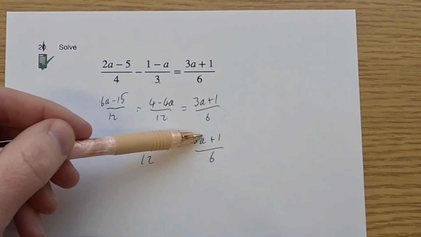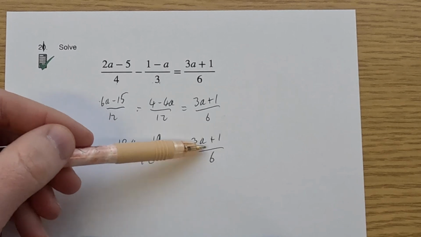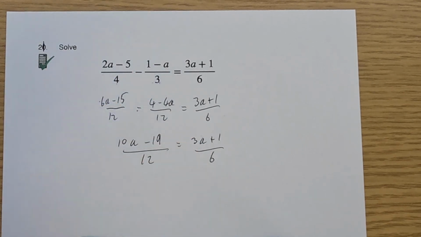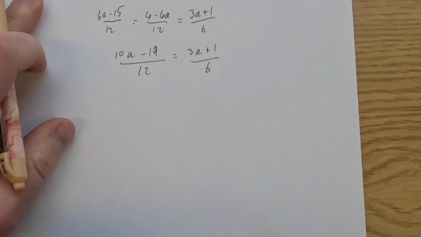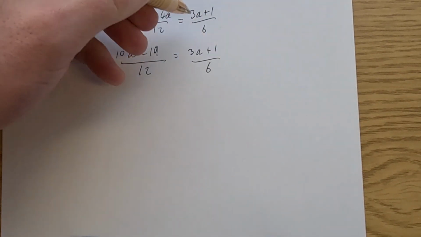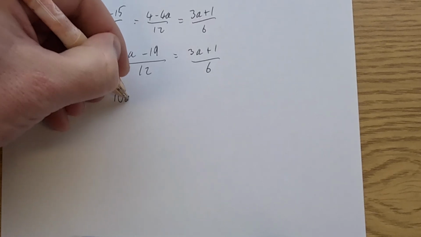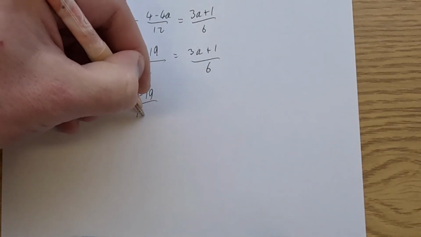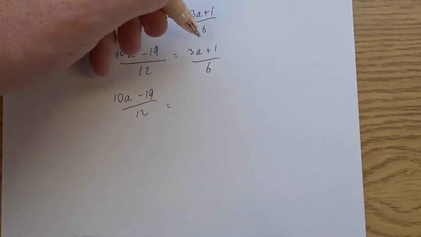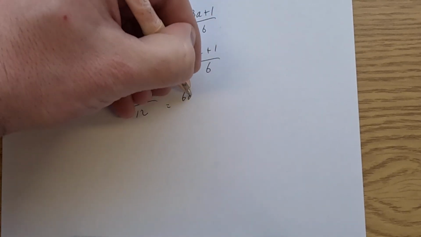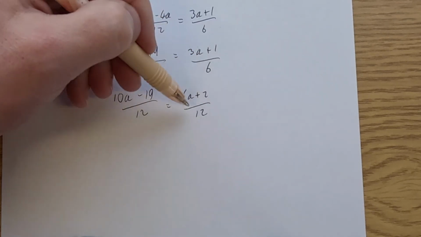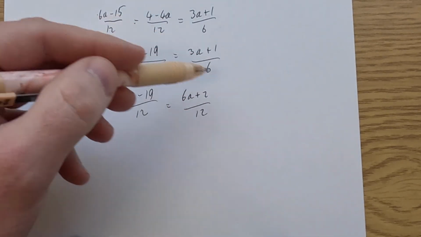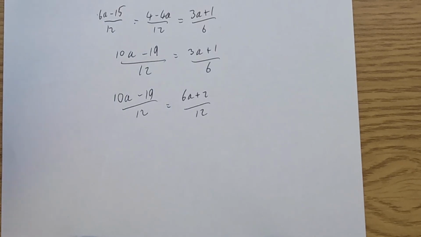And here I'm just thinking if I double both the numerator and denominator, I'm going to get 12 on the denominator. So let's just see what happens when I do that. If I double both of those, I'm going to get (10a minus 19) over 12 equals, if I double it, (6a plus 2) over 12. So I've just doubled the numerator and the denominator, so that's an equivalent fraction. Now I could have used cross multiplication, and that's totally fine, and that would work. And it's a calculator question, so that would be handy as well.